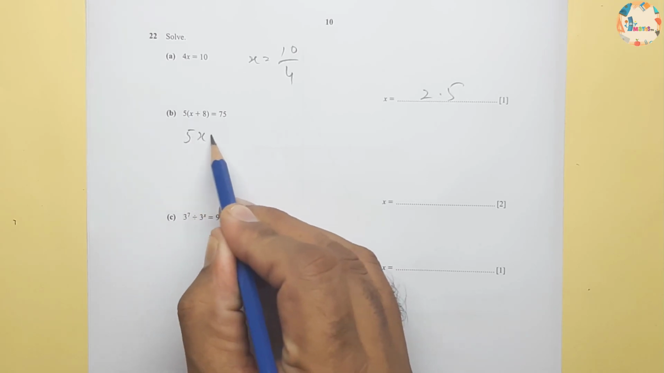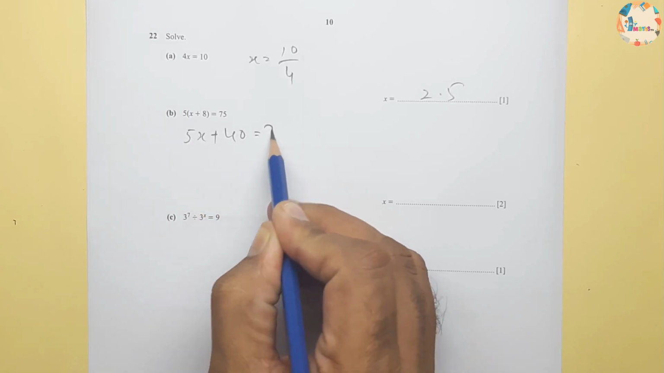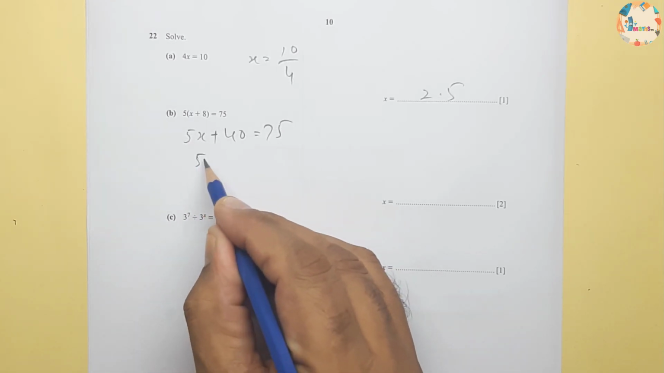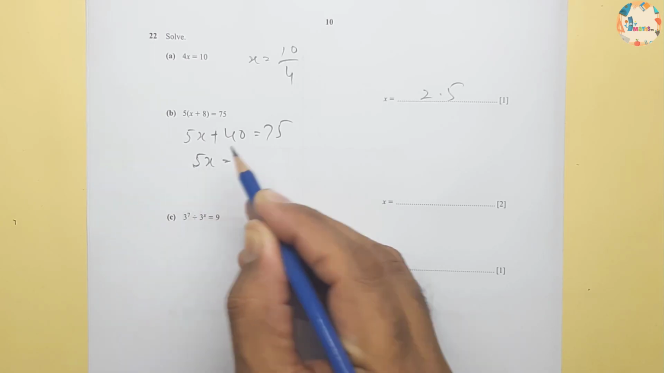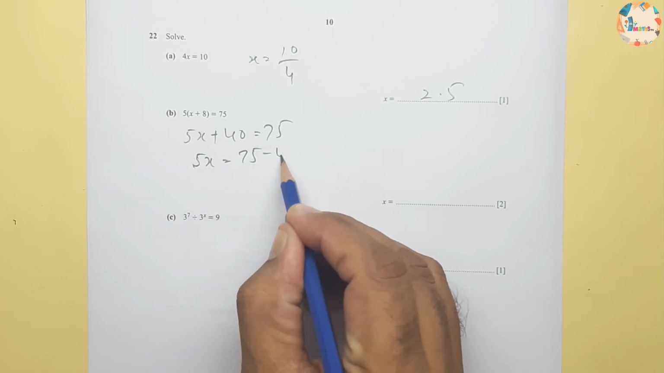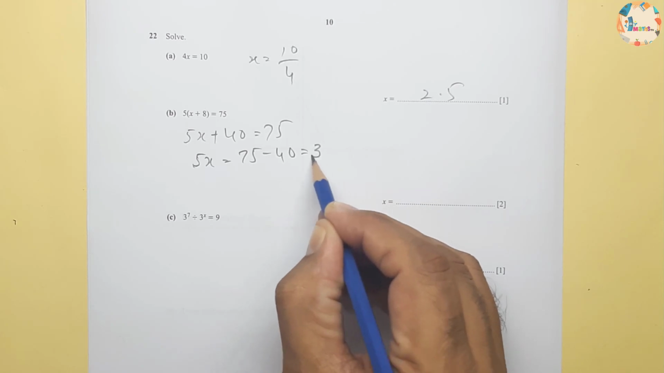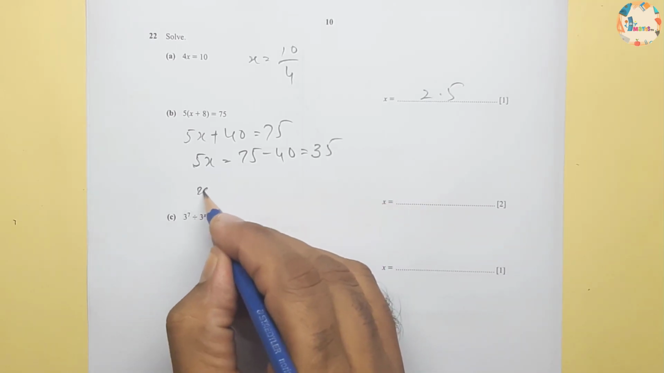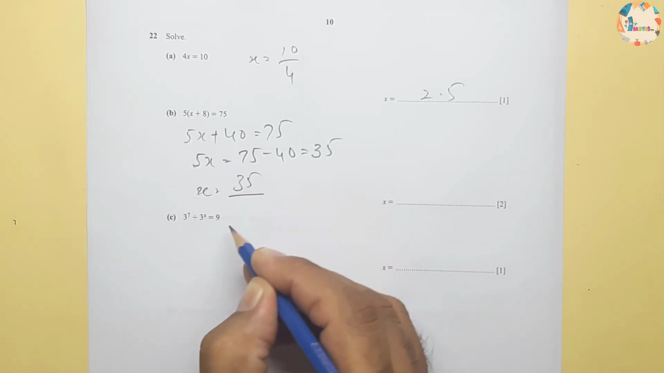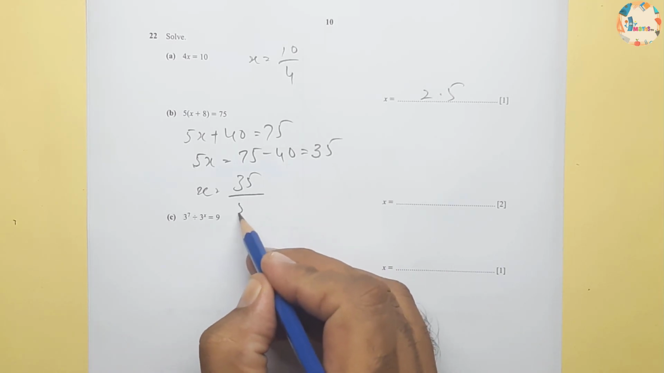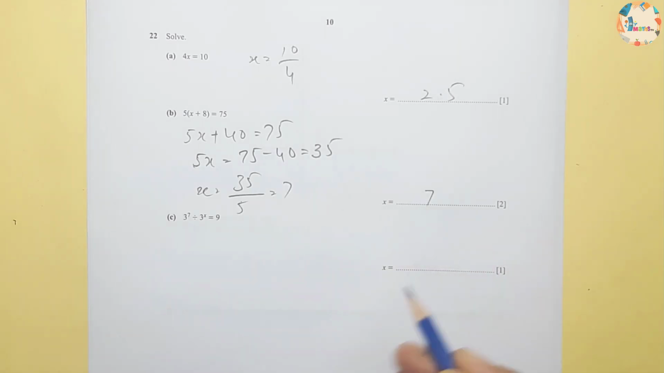Then we'll have to multiply this. This will be 5x plus 40 is equal to 75. So 5x will be equal to 75 minus 40. This is equal to 35. So x will be equal to 35 over 5, which is equal to 7. So answer will be 7.